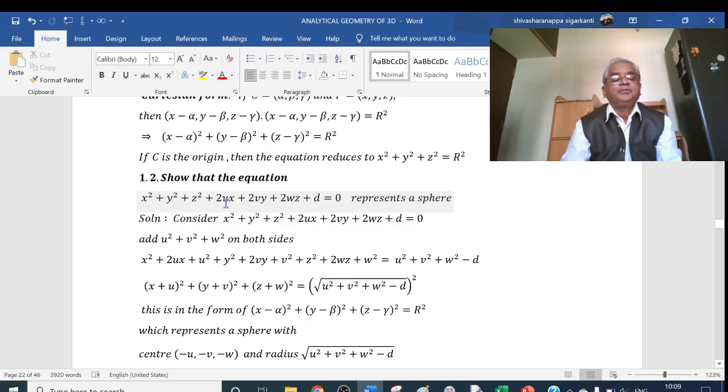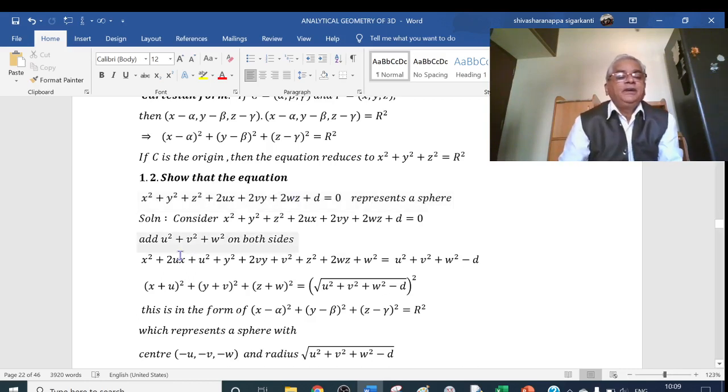Similarly, y² term is there, 2vy term is there. If I add v², then I can write this as (y + v)². Similarly, z² is there, z term is there. To this, if I add w², then z² + 2wz + w² can be written as (z + w)². So what I do here is, I will add u² + v² + w² on both the sides.